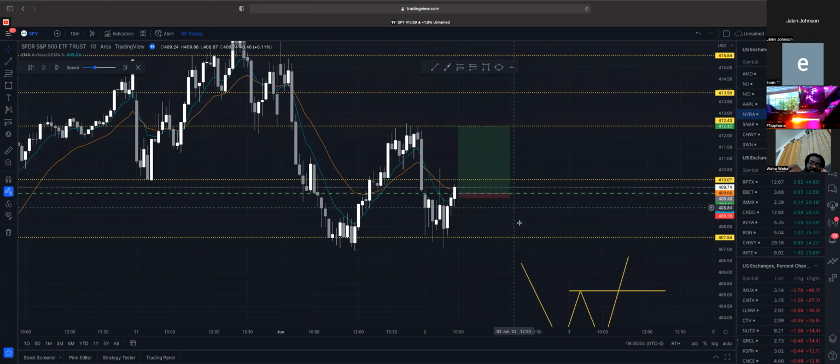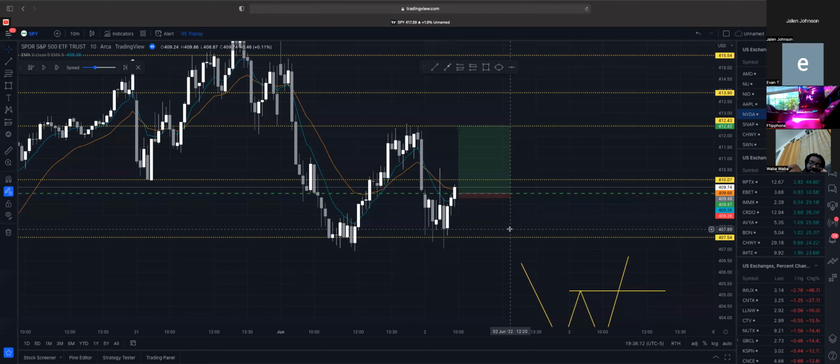Right here. Can anybody look at this and tell me, does it look like we have a great risk reward here? I want you guys to literally look at this trade before we take it. Does it look like we have a great risk reward here? Right, it's that clear. Start getting used to drawing these boxes. We got great risk reward.